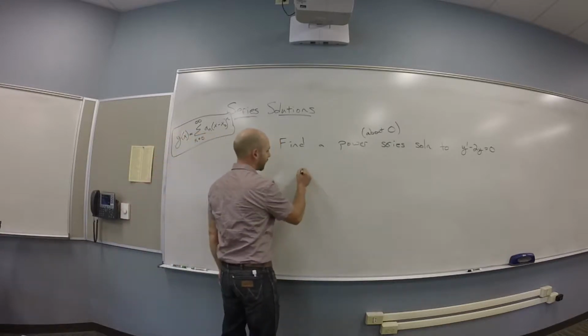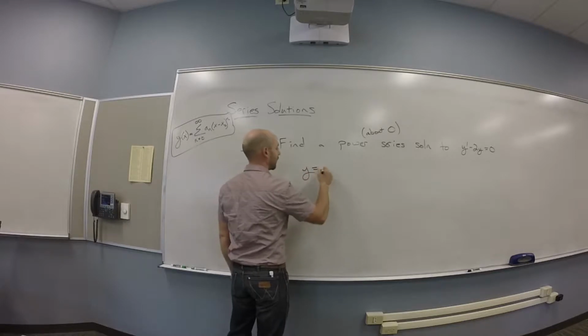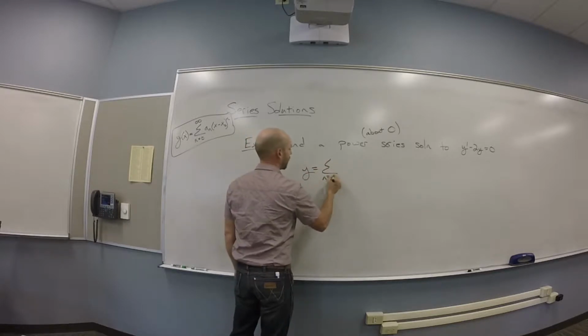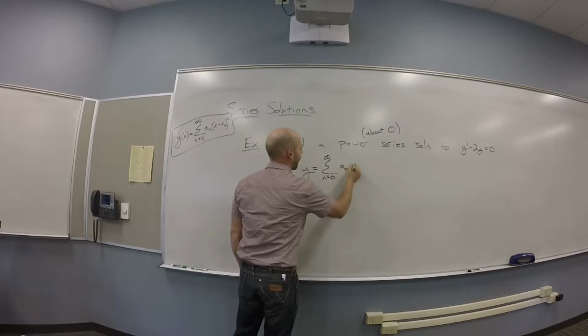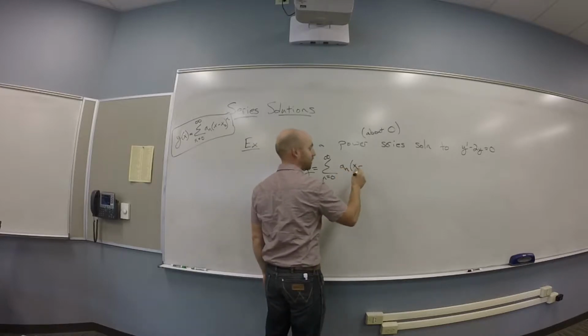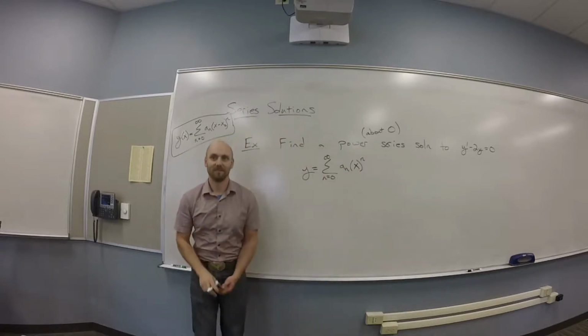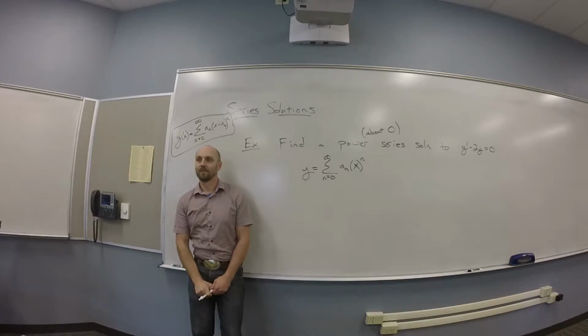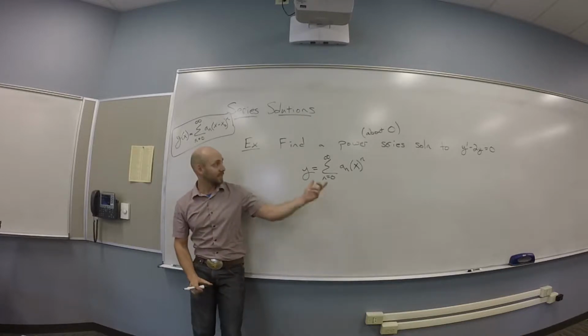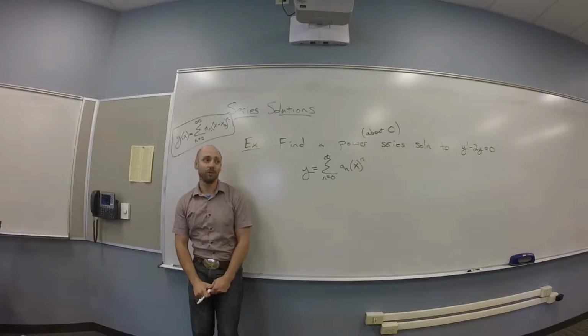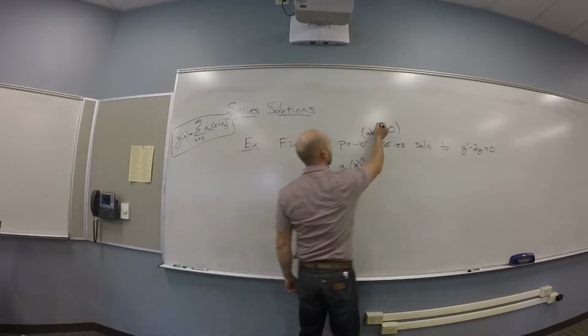So I'm going to think that my y looks like the sum from n is 0 to infinity of a_n times x minus 0 to the n. Okay, and if that's the solution that you're proposing, what should you do? So, when you say about 0, you mean x naught, right? Yeah, I'm saying x naught equals 0.